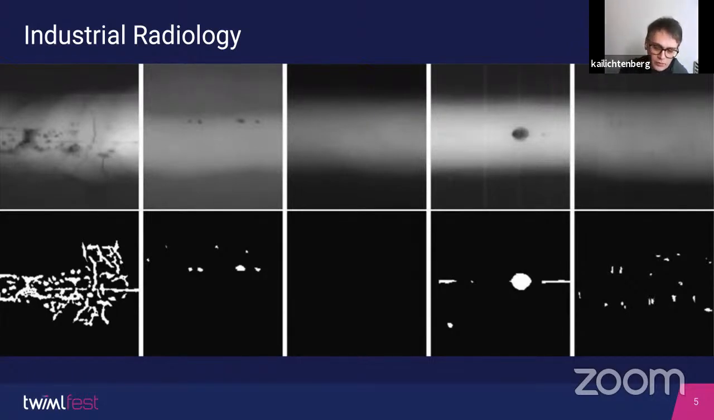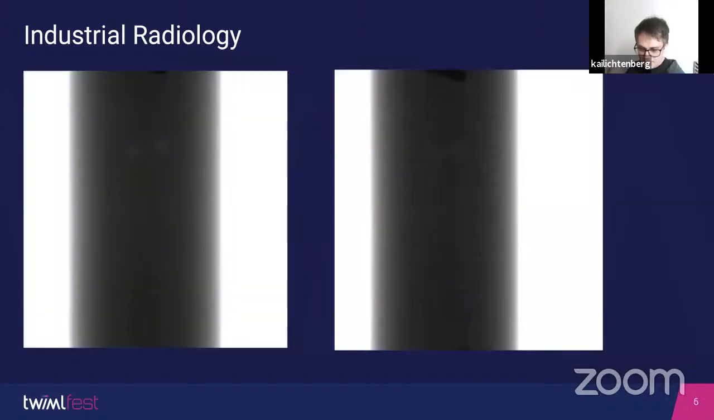So I've picked one more use case, also from the industrial radiology area. This is very interesting. It's about image enhancement, actually. There's a lot of effort, especially in the automotive industry, to use computer tomography in the production process. And they do that because there's a very big difference between the manufacturing of internal combustion engines and electrical cars.